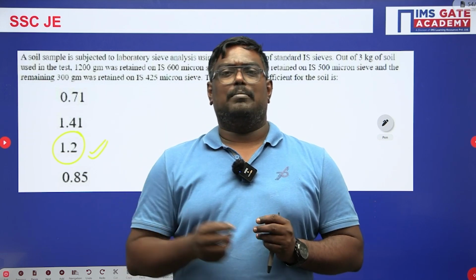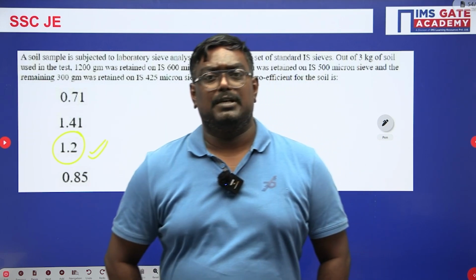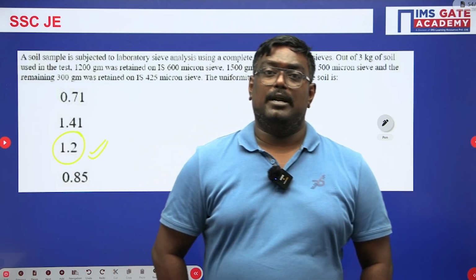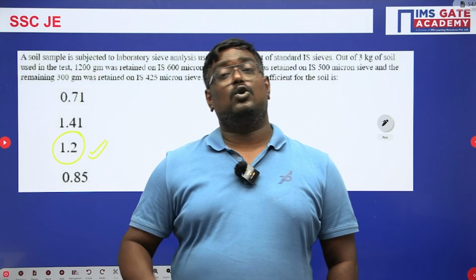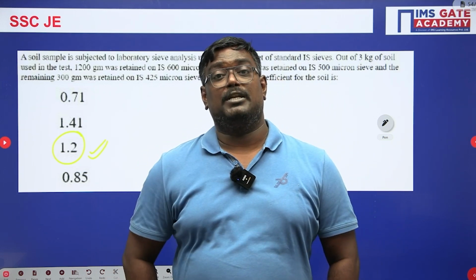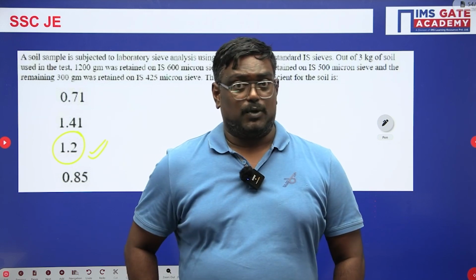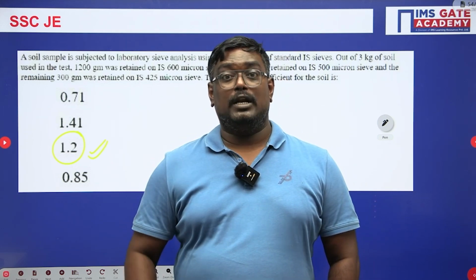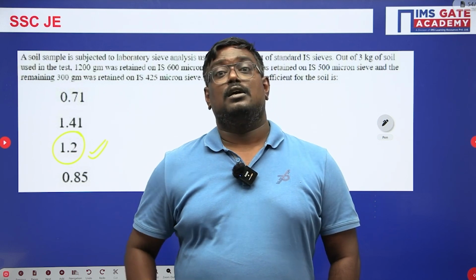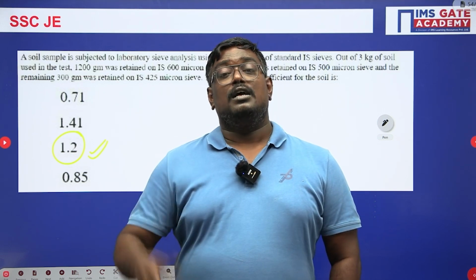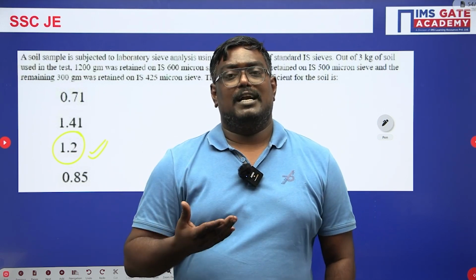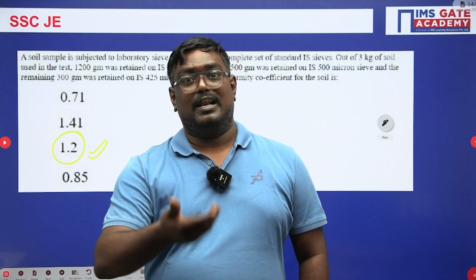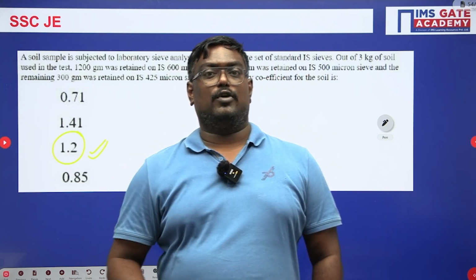Gamma is equal to gamma W into G plus e Sr upon 1 plus e. e is equal to wG by Sr. Gamma D is equal to gamma W G by 1 plus e. Gamma sat is equal to gamma W into G plus e upon 1 plus e. Index properties are useful for classification and identification of the soil. They give you a rough estimation of the engineering properties of the soil. Here we have coefficients related to soil classification, meaning well graded soil, poorly graded soil or uniformly graded soil.